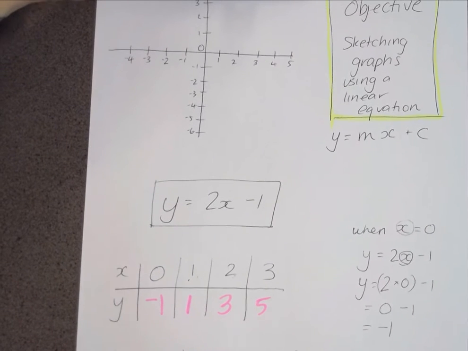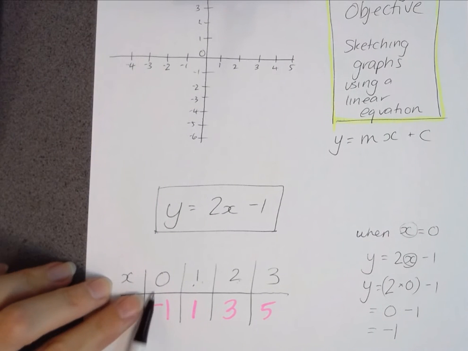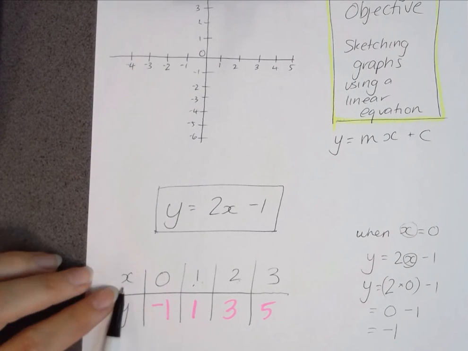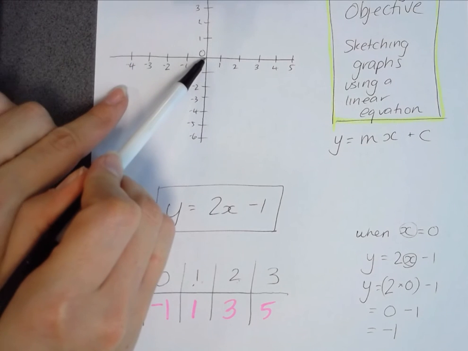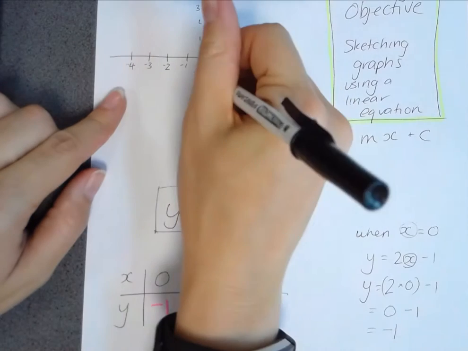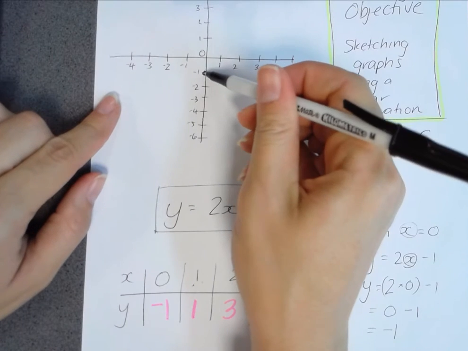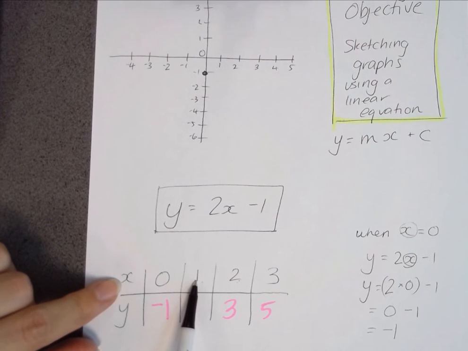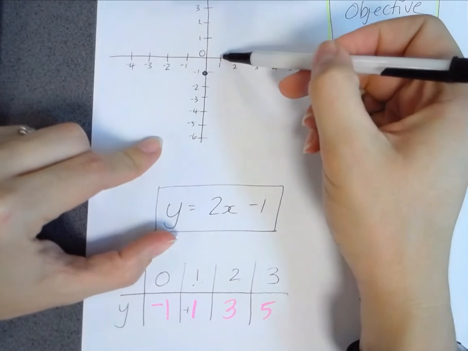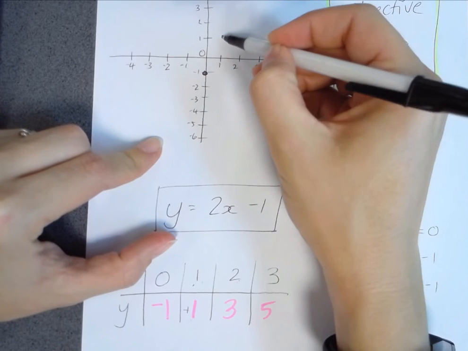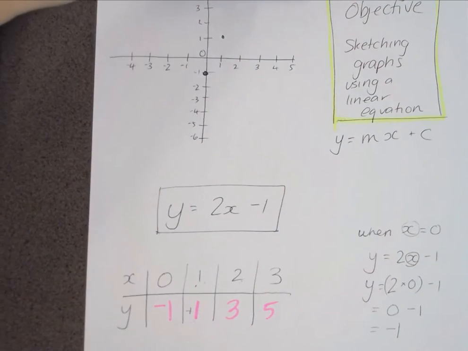So when x equals 0, y is negative 1. So across 0 and down 1. Across 0 we stay here and we go down 1. Here is our first point. We now go across 1 and up 1 this time because it is a positive. So across 1 and up 1. Here we go. We can see our line is starting to form.